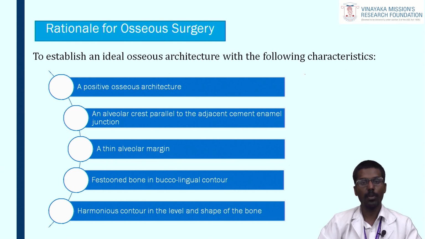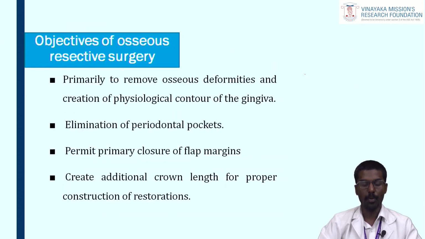Next, festooned bone in both the buccolingual contour. Next, to provide a harmonious contour in the level and the shape of the bone. Now coming on to the objectives. By doing this resective osseous surgery, what are you going to gain? First is primarily to remove the osseous deformities and create a physiological contour of gingiva.